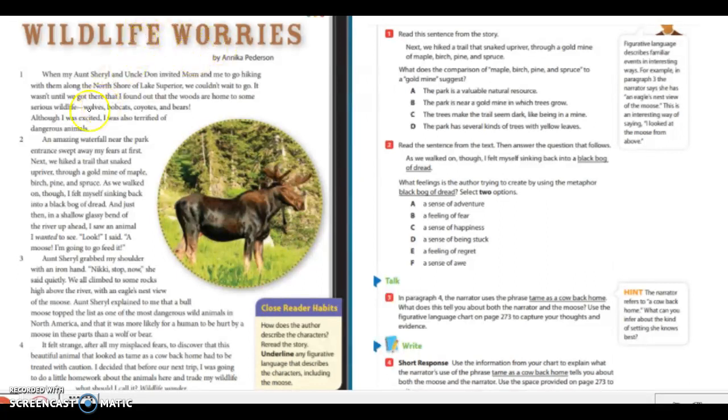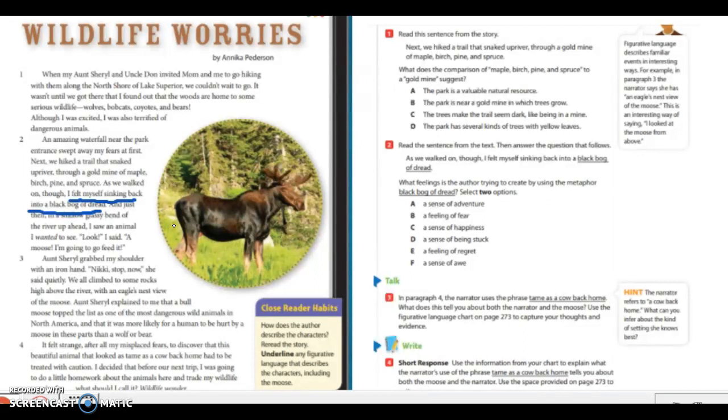Okay, so we're going to start with paragraph 2. Paragraph 2 said, I felt myself sinking back into a black bog of dread. That is our first sign of figurative language. I'm going to read the words before it and the words after it to try to get an idea of what it means. The sentence before it says, as we walked on, though, I felt myself sinking into a black bog of dread. And then the next sentence after it says, and just then, in a shallow glassy bend of the river up ahead, I saw an animal I wanted to see.